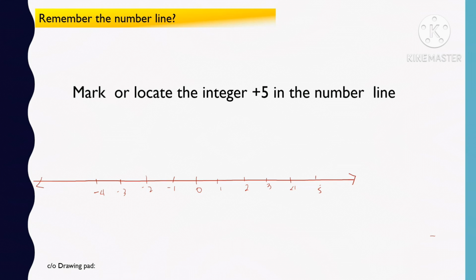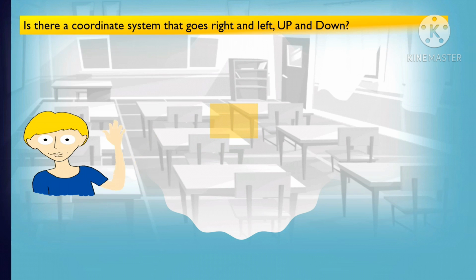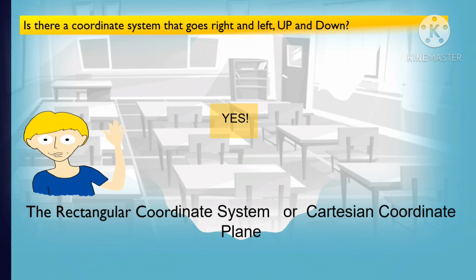Para malocate ang positive 5 sa number line, we just mark with a dot the position of positive 5 and label it with x is equal to 5. Sometimes we put n is equal to 5. Is there a coordinate system that goes right and left, up and down? If your answer is yes, then you're correct. It's called the rectangular coordinate system or Cartesian coordinate plane.